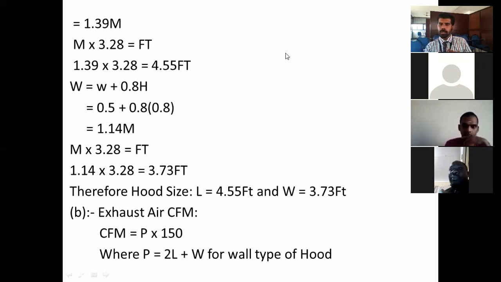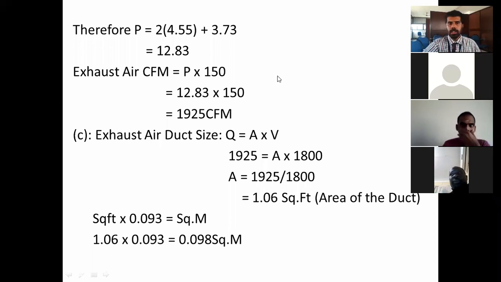You'll directly get the duct size. Right now we are dealing in a manual way, so we can size the duct in a manual way. I believe you got this answer. The perimeter is 12.83 feet. Multiply your perimeter with 150, you will get 1925 CFM, cubic feet per minute. This is the exhaust air quantity or the discharge, or this much air has been flowing through that kitchen hood.